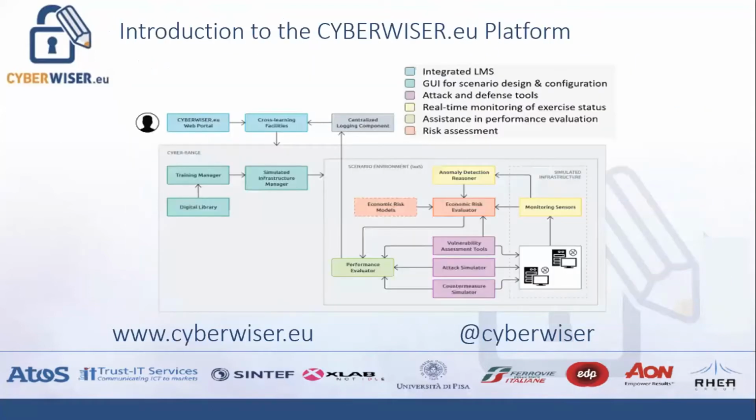Here I am providing a high-level overview of the architecture for you to have some idea of how this works. CYBERWISER.eu integrates a learning platform and a cyber range. Starting with the cyber range, it relies on a hardware infrastructure. This infrastructure provides a certain amount of computation resources. The resources are made available in order to emulate the network that will be the subject of the training scenario. Normally, we emulate the network that we will have to defend in the real world.